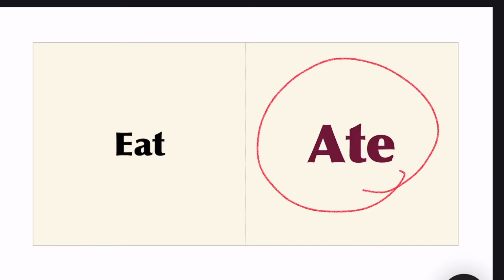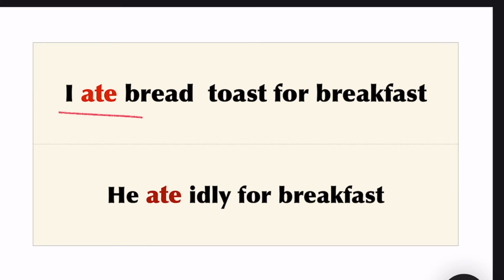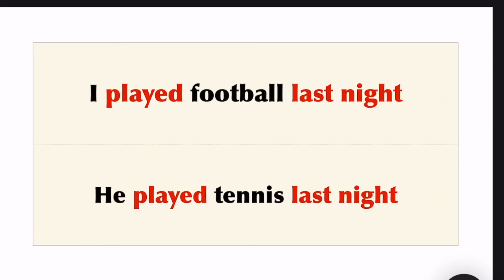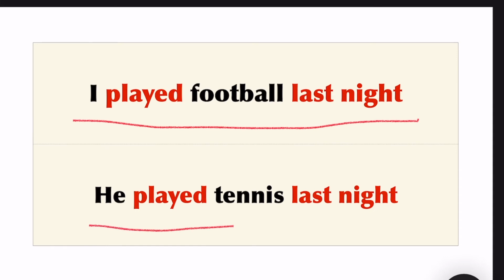Eat. What is the past form of the verb eat? Ate. I ate bread toast for breakfast. He ate idli for breakfast. Play. What will be the past form of the verb play? Played. I played football last night. He played tennis last night.